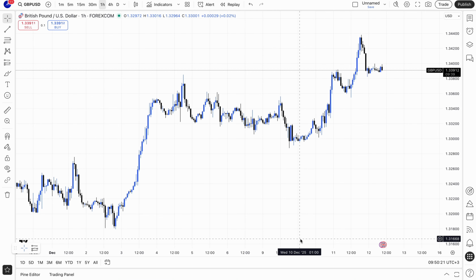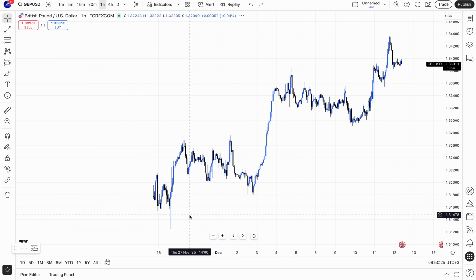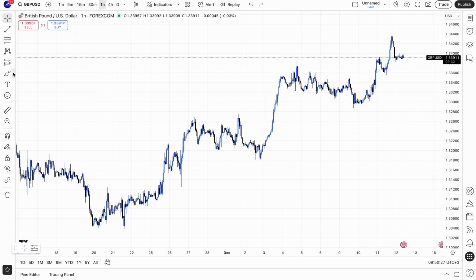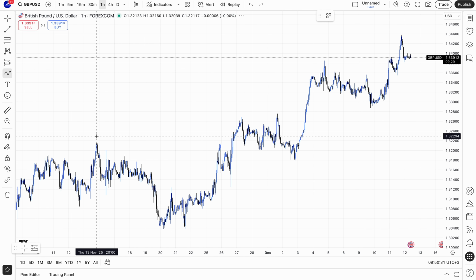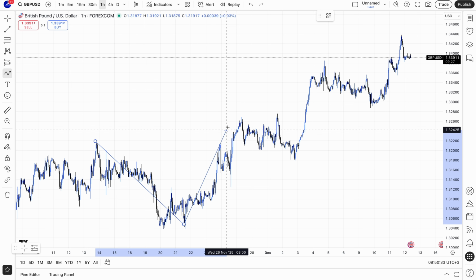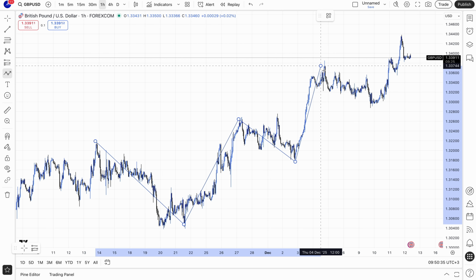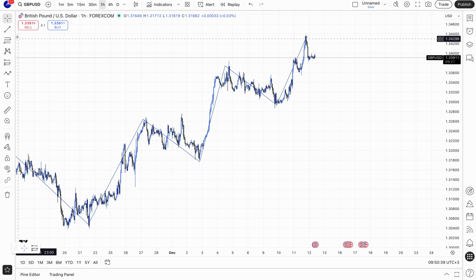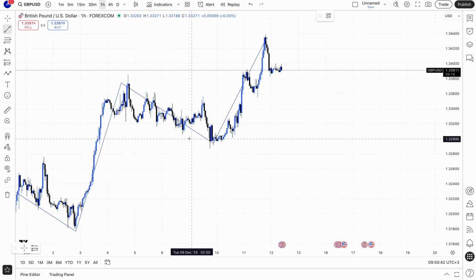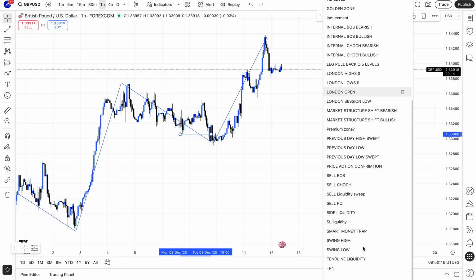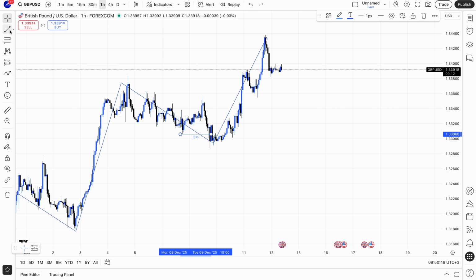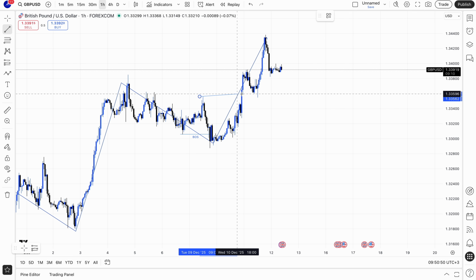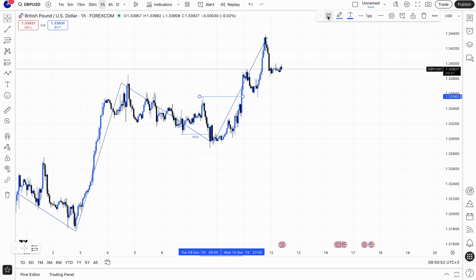This is our setup and plan. First and foremost, you go to higher time frame, which is 1 hour, and you can see the market is moving up. Then you can clearly see that we had our last break of structure to the downside, and then we had our change of character to the upside external structure.